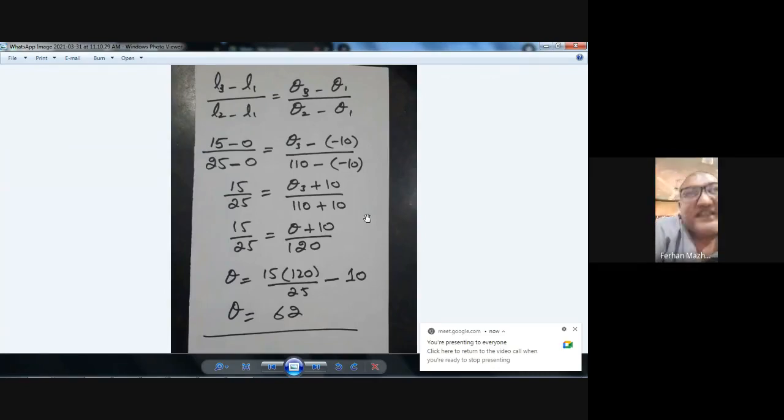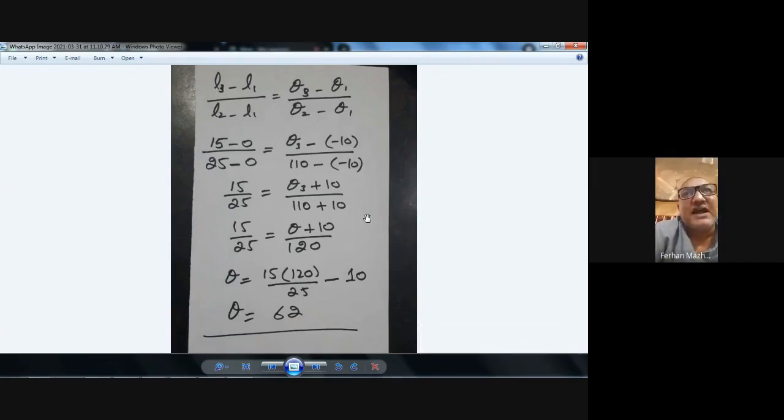It's a very important thing. (L3 minus L1) divided by (L2 minus L1) equals (theta 3 minus theta 1) divided by (theta 2 minus theta 1). L3 is 15 centimeter. L1 is 0. L2 is 25. L1 is 0. Theta means temperature. Theta 3 is the question. Theta 1 is minus 10. Theta 2 is 110. And theta 1 is minus 10. So 15 minus 0 will be 15. 25 minus 0 will be 25. So theta 3 plus 10 and 110 plus 10. Then I will have (theta plus 10) divided by 120 equals 15 divided by 25.